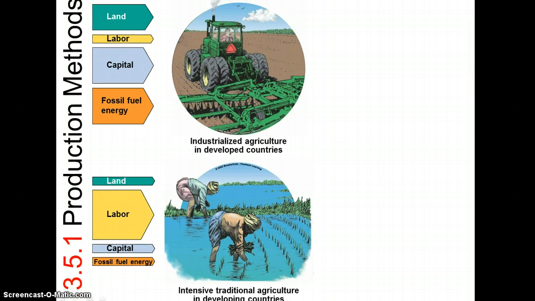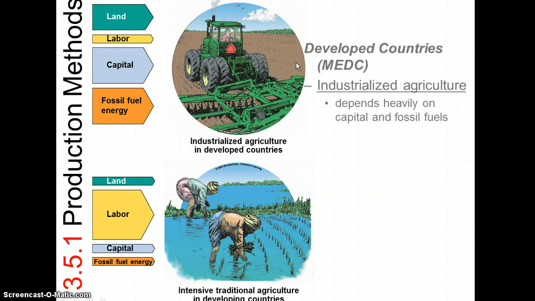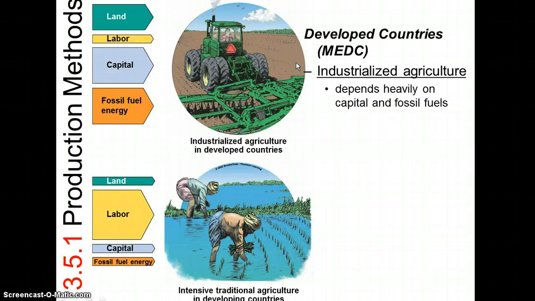The first type of system is used mostly by developed countries, MEDCs, because it's very industrialized. Notice that it uses a lot of land. Not too much labor is involved because this man is on a tractor. We need a lot of resources or capital, natural capital being used, and also a lot of fossil fuels going into the fact that this man is plowing this area.